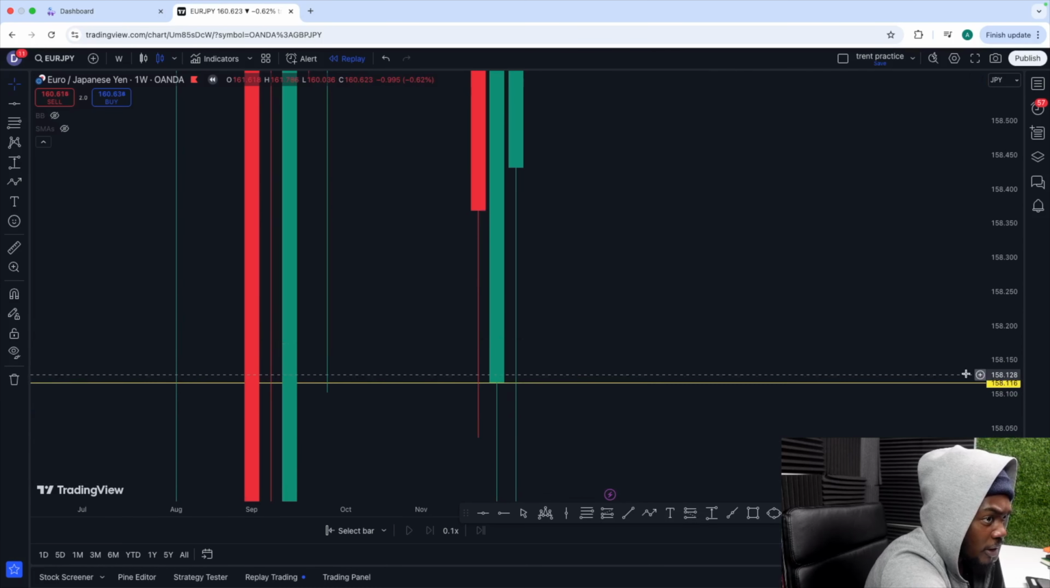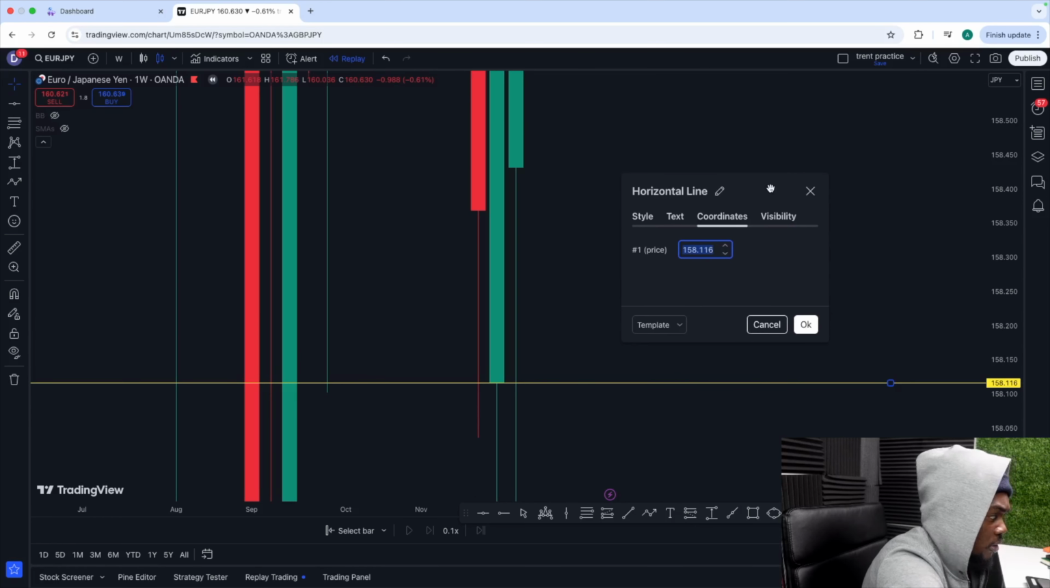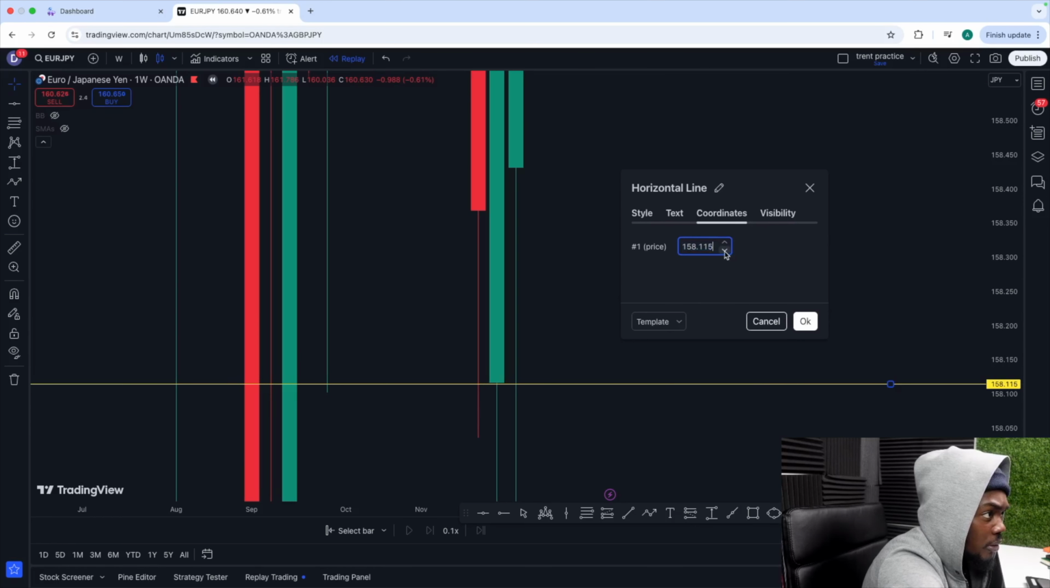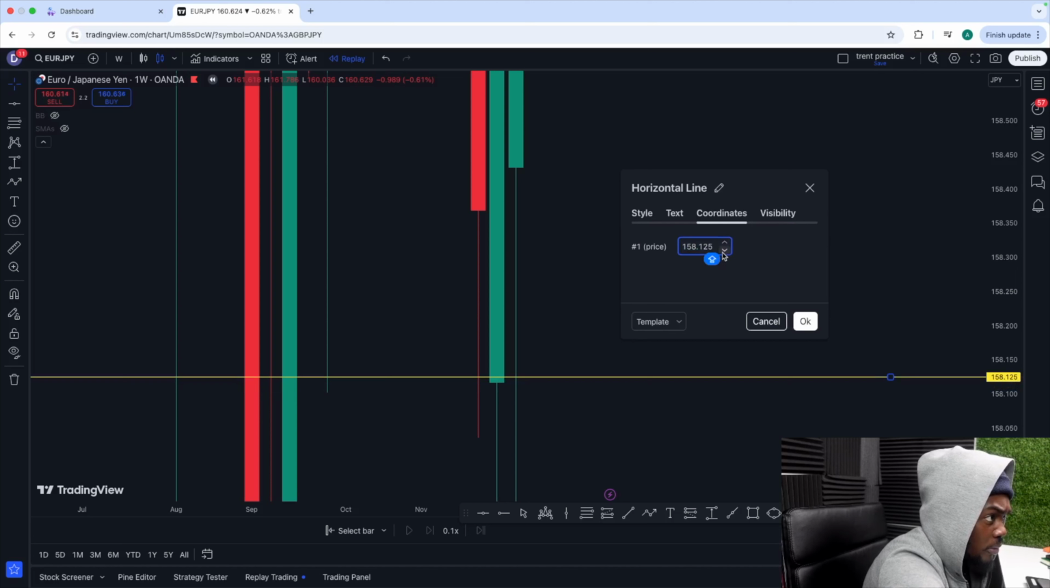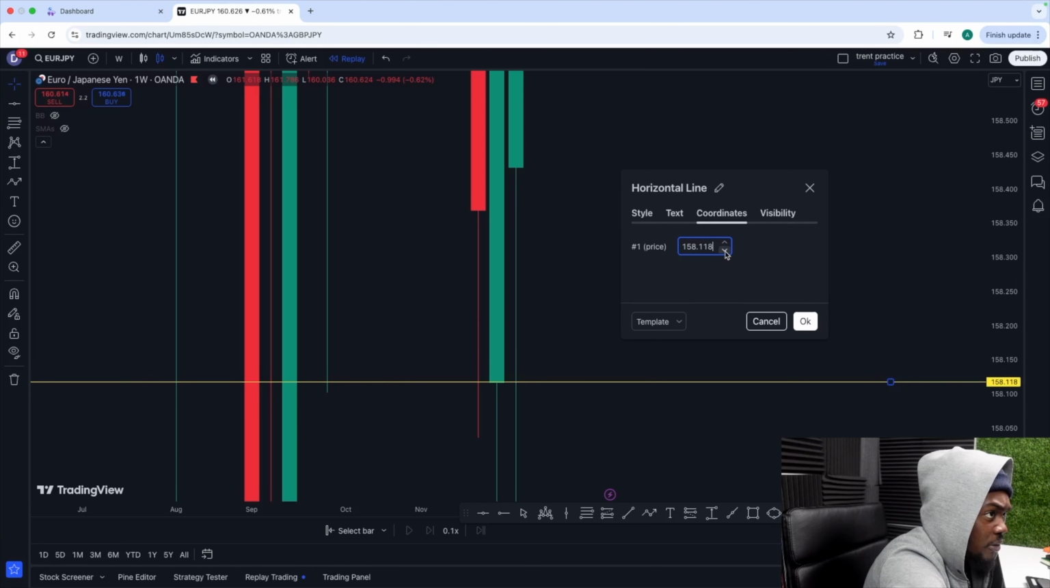And it looks like 158.116 or somewhere in this area is going to be the price point of, so about 115 or even 120. Yeah. So technically, for this particular candle here, it's about 116 or 117 is where this candle opened at.